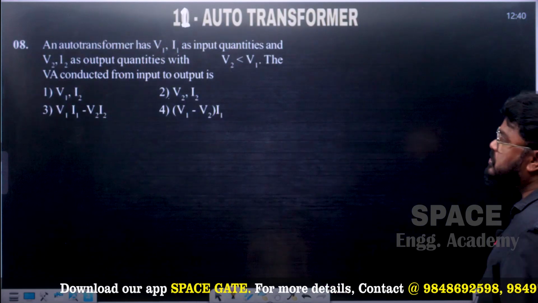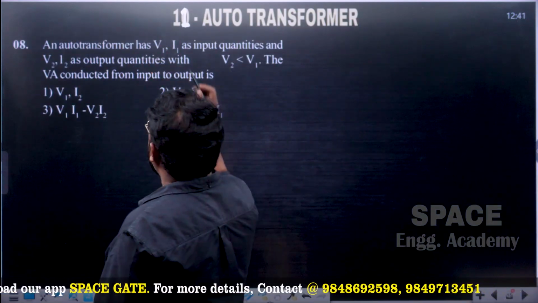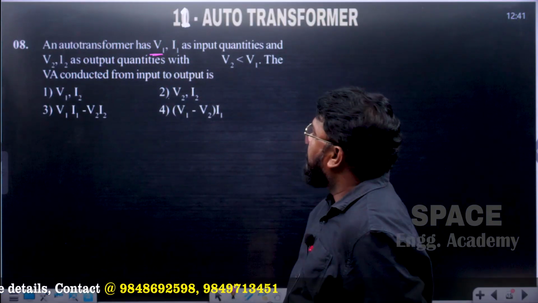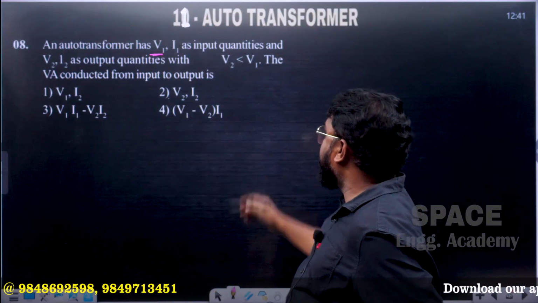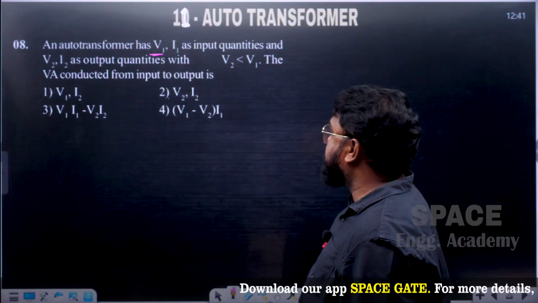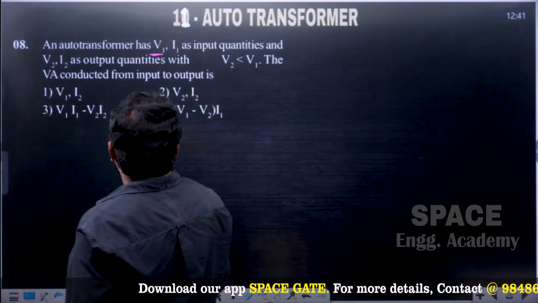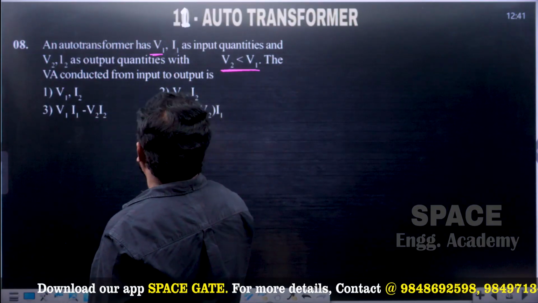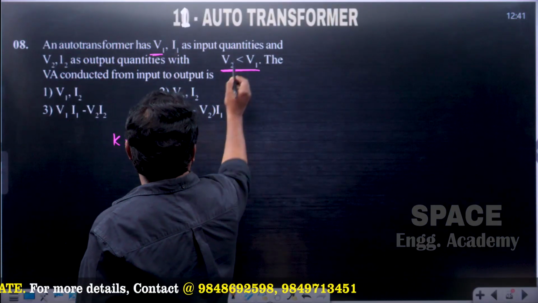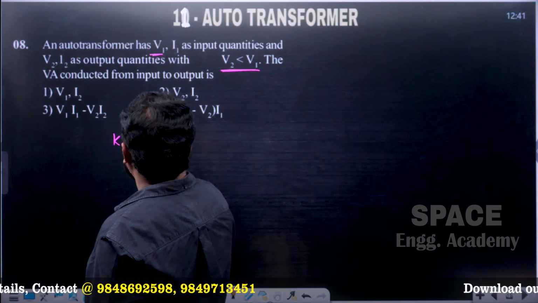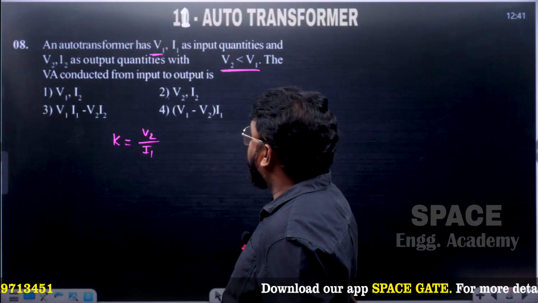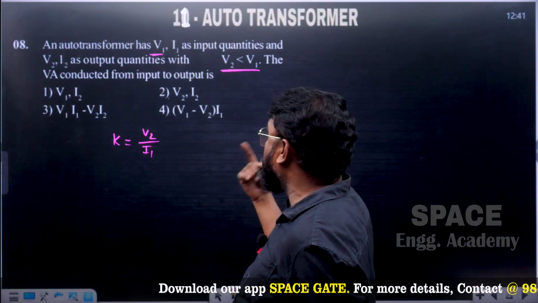And next let us solve question number 8. In an auto transformer, with V1, I1 as input quantities and V2, I2 as output quantities, V2 is less than V1. The VA conducted from the input to the output is, so conduction KVA is required. First, the voltage rating is given, so V2 is less than V1. From here we can find K, which is the low voltage divided by the high voltage, so V2 by V1. And the VA conducted from the input to the output.